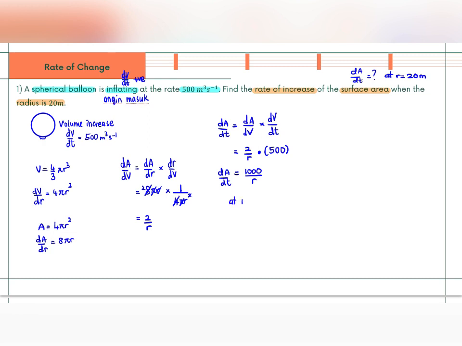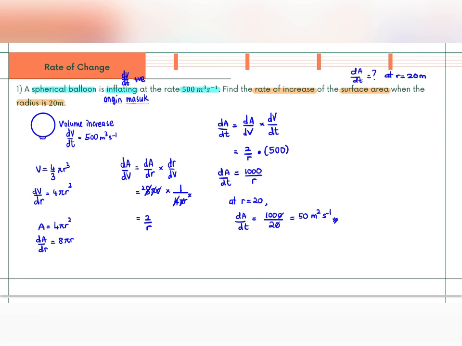So at r equals to 20, so the rate of increasing in the surface area will be 1000 divided by 20. Simplifying, kita akan dapat 50 meter squared per second. And this will be our answer.